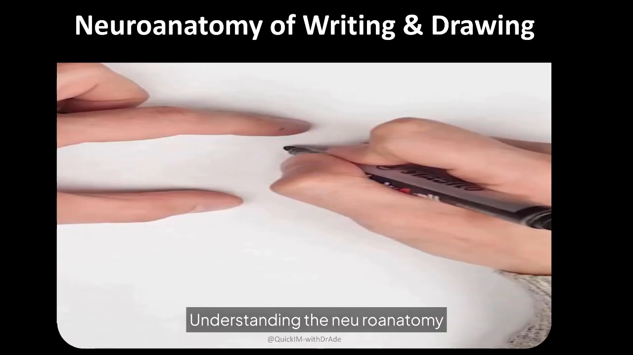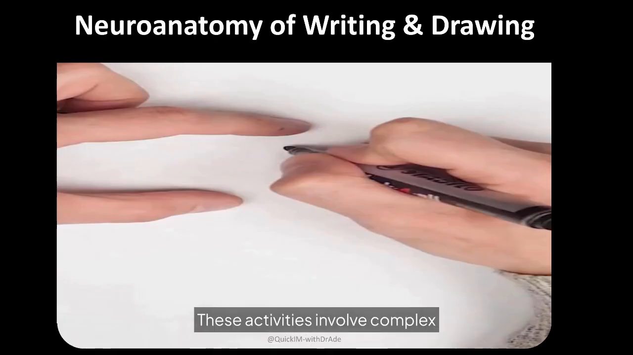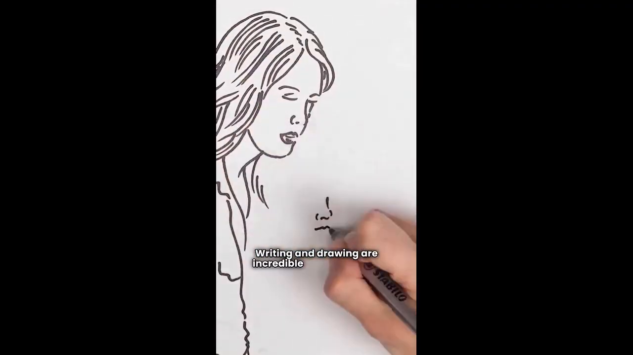Understanding the neuroanatomy of writing and drawing is vital. These activities involve complex coordination between the brain, nerves, and muscles, highlighting the importance of neurological health. Writing and drawing are incredible processes that engage multiple parts of our brain.